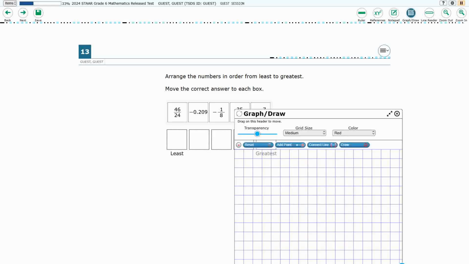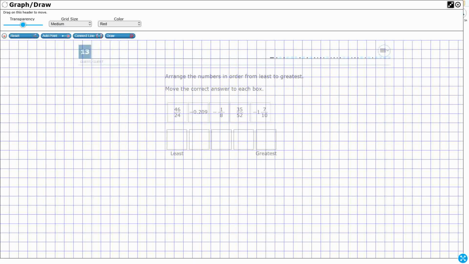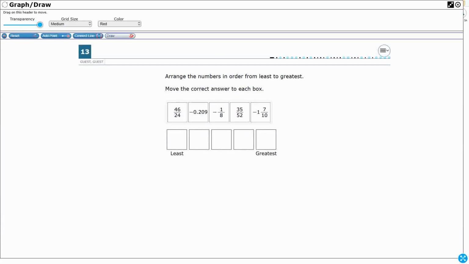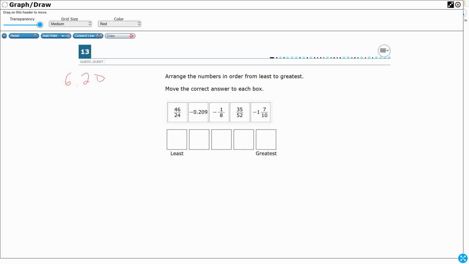This is 6.2D. And so we've got a drag and drop here. Now, this is a lot of movement here, but it's just worth 1 point. So this is a 1 point problem. You either get it completely correct or you get it wrong. There's no partial credit. This is not a 2 point problem. Most drag and drops are. So we need to put this in order from least to greatest.